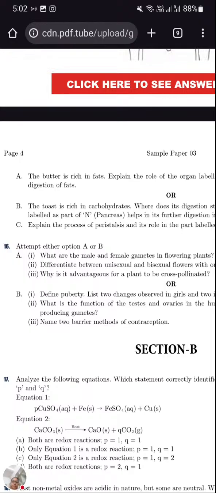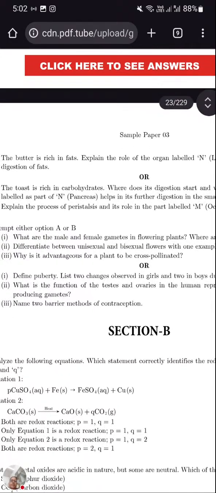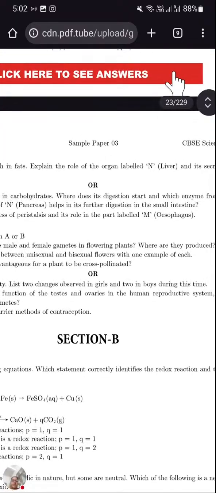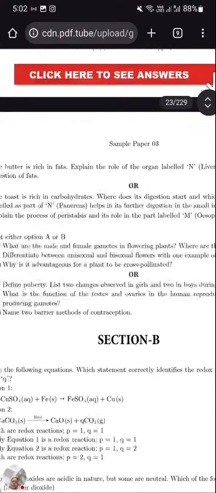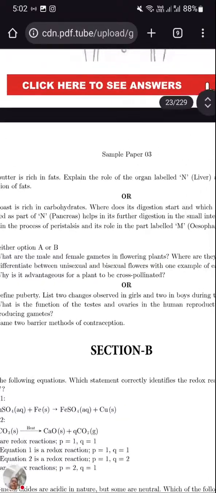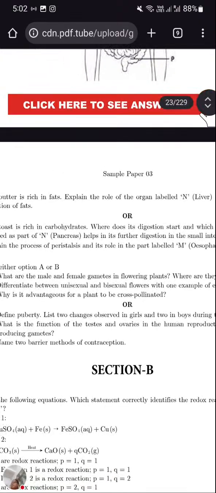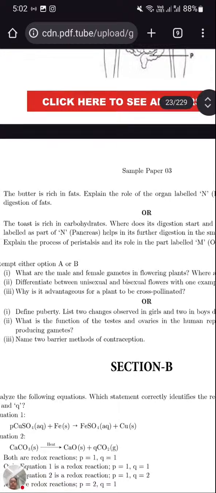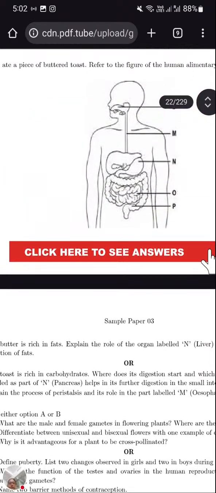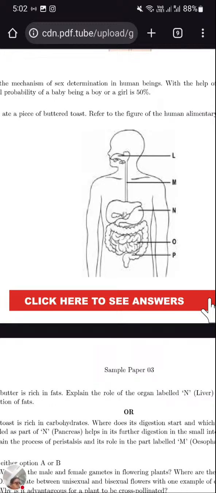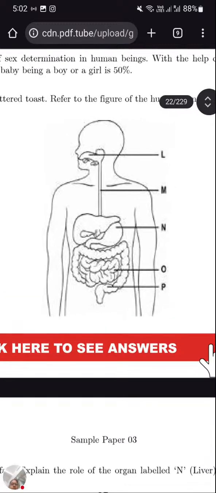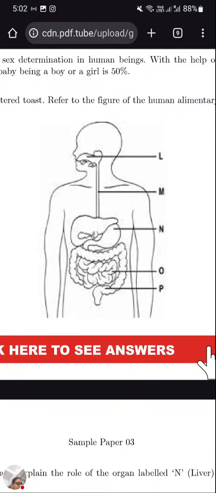Now the next question. Toast is rich in carbohydrate. Where does the digestion start, and which enzyme from the gland labeled as part N, pancreas, helps in the further digestion in the small intestine? So here, digestion of carbohydrate starts in the mouth, where the salivary gland secretes salivary amylase. Salivary amylase acts on carbohydrate and converts it into maltose, a simple sugar.